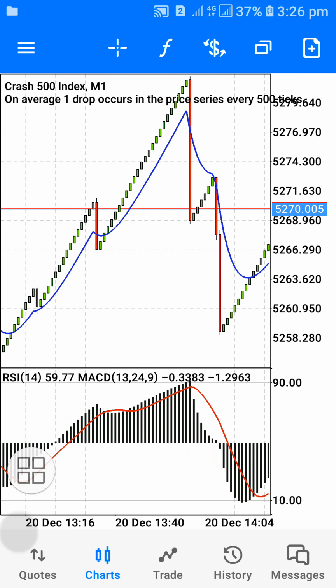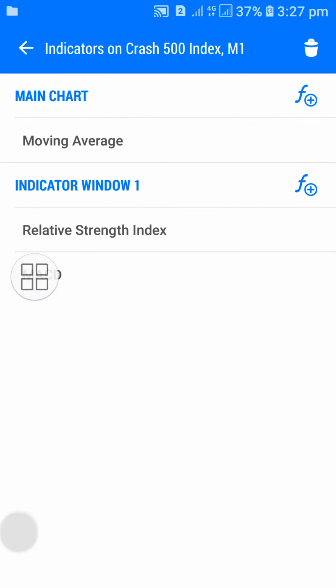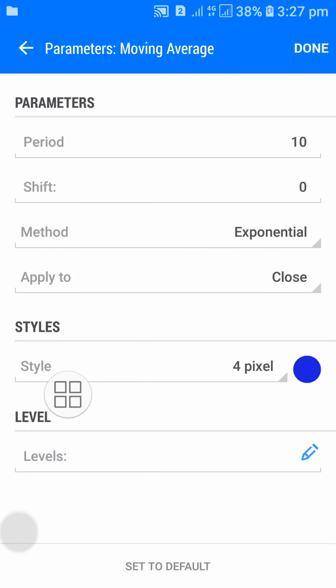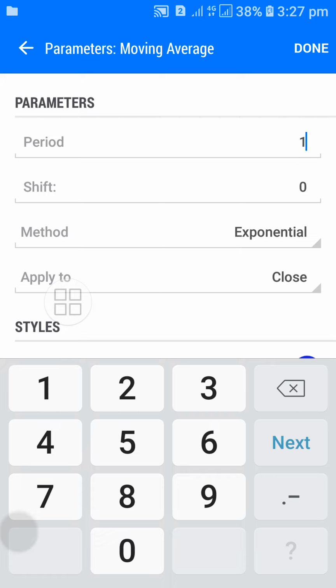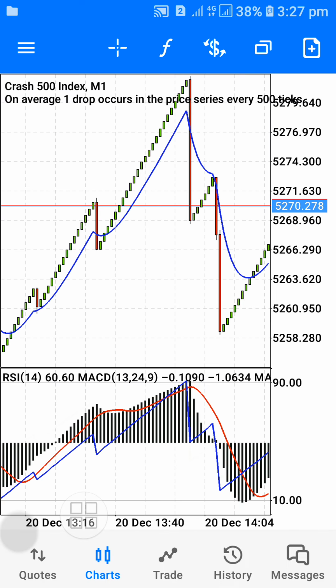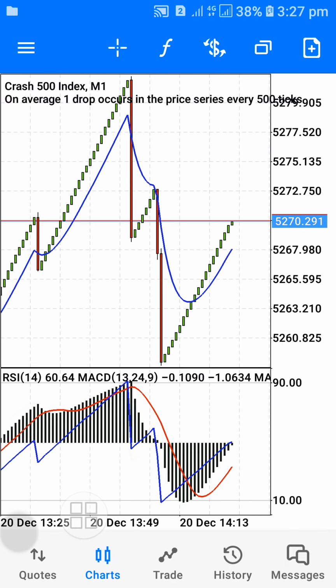So the next indicator I'll be adding here is called the moving average, which goes with the indicator window 1. All right. So this is the moving average, but this time the parameters is going to be 1. The period is going to be 1, and every other thing should be as good as the first one. All right. So I've got this ready. You can change color, you can use any color of your choice. So I'm done with this phase. All right. So this is how we do it.